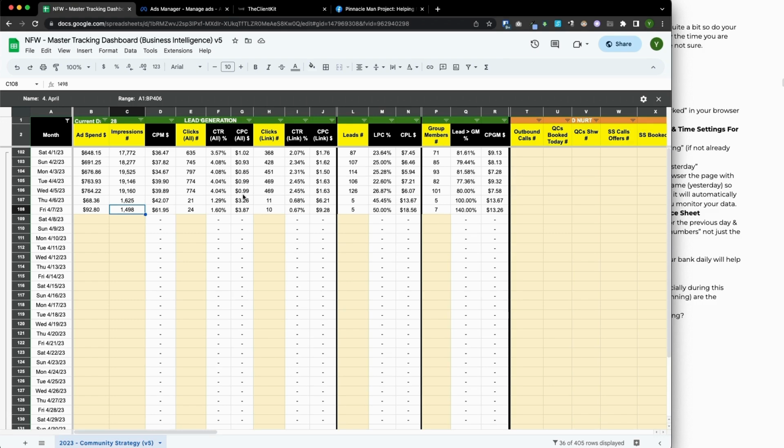But just giving you an example there, right? Looking at our CTR all, our CTR link click, our leads, looking at our leads to group number. But you see on here, this number over here is 140%. And so that means that we got 5 leads and we have 7 people join the group. And this is normal, right?